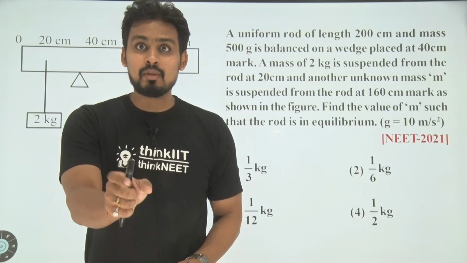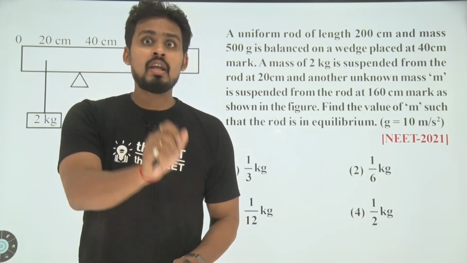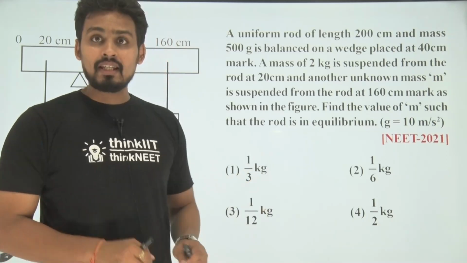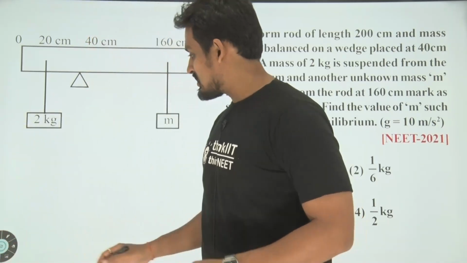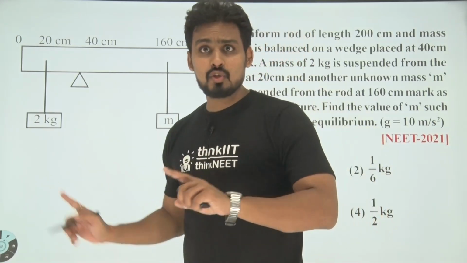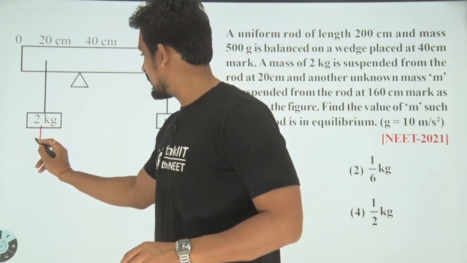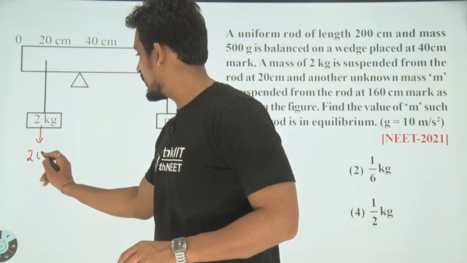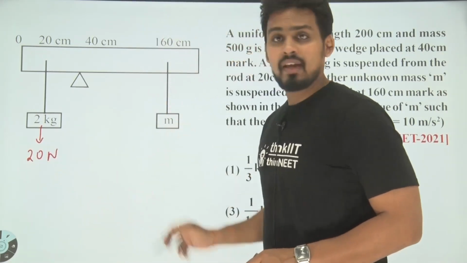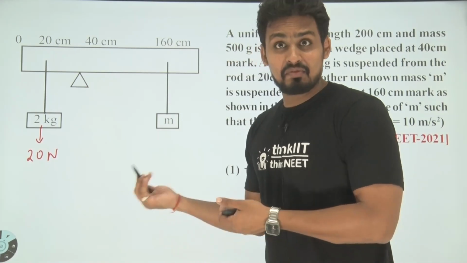If the body is in equilibrium, at any point on the body we can say the net torque must be 0. Correct? So now let us try to draw the forces that are acting on it. The first force acting on the 2 kg block is its weight, mg, which is equal to 20 Newton. Correct? 20 Newton. The value of m is basically the mass, which we need to calculate.